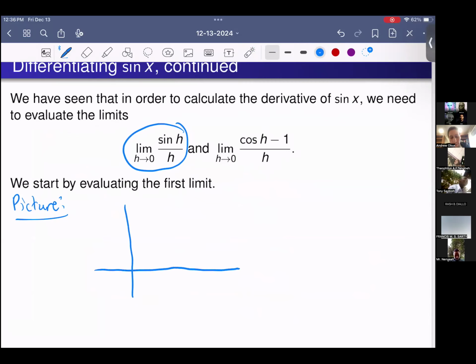All right. So what I'm going to do is draw the unit circle here, or I'm going to draw just one quadrant of the unit circle. And I'm going to draw an angle here, and this angle is going to be h. And remember, h is in radians. We always measure in radians for doing calculus.